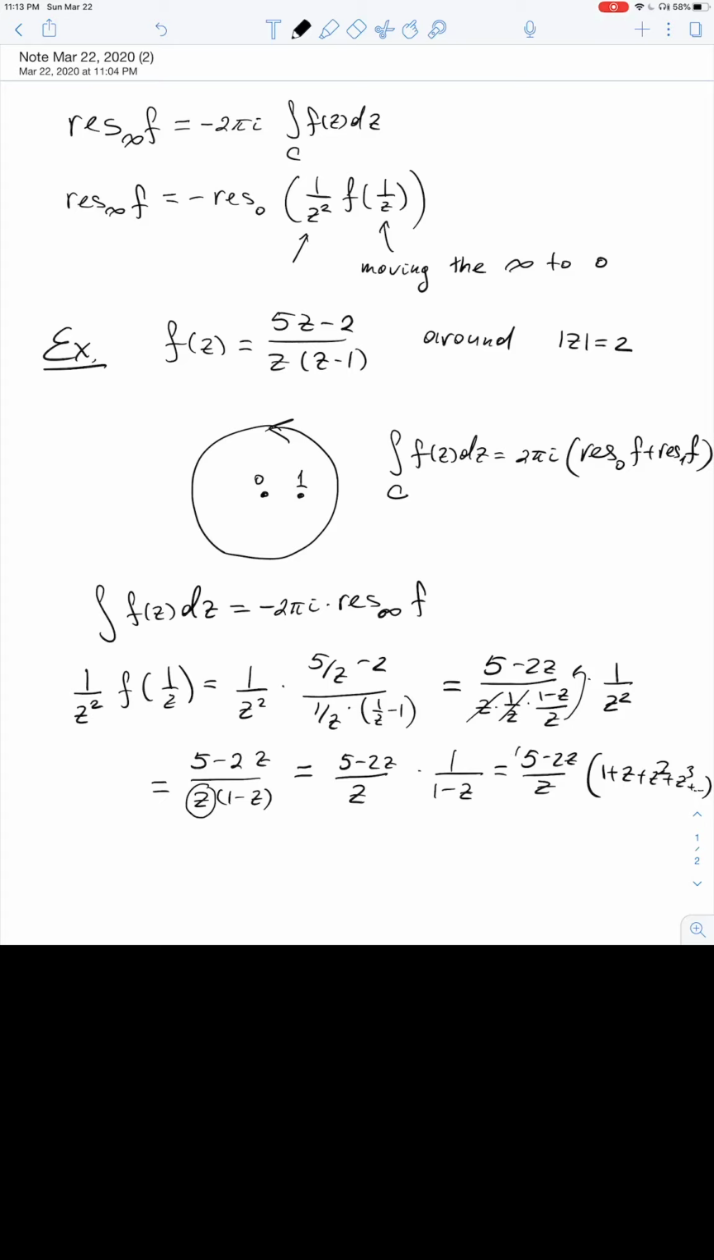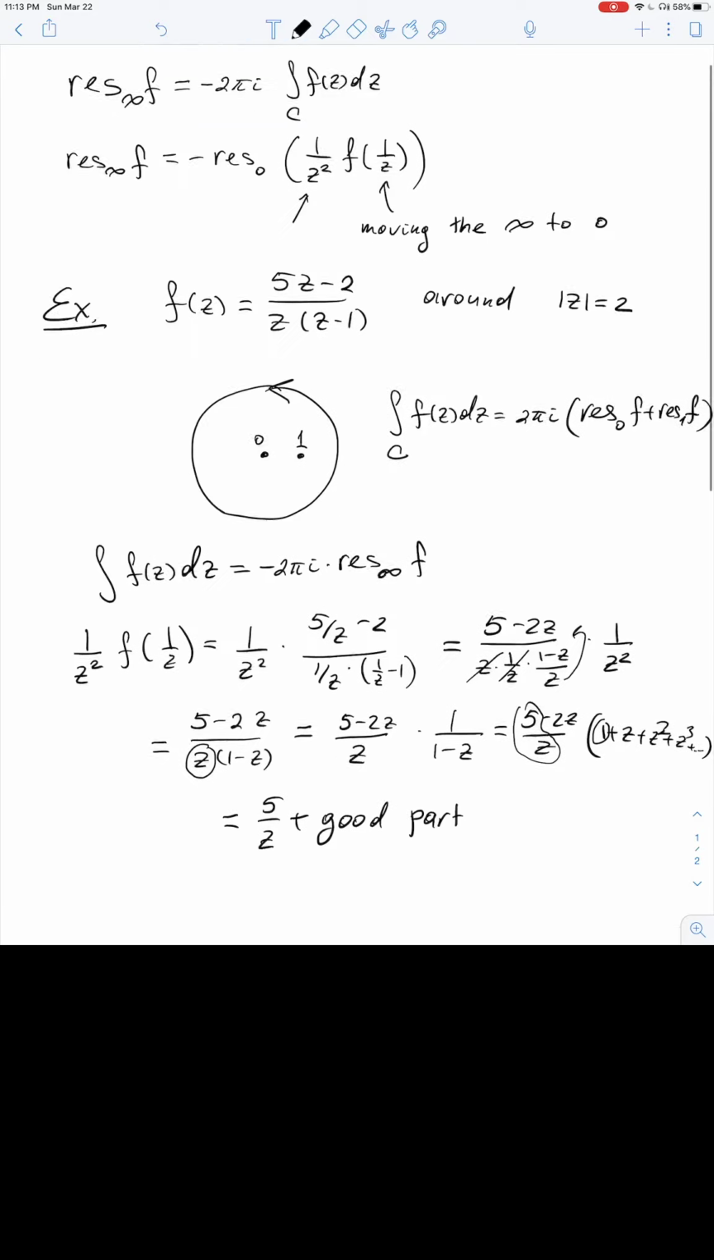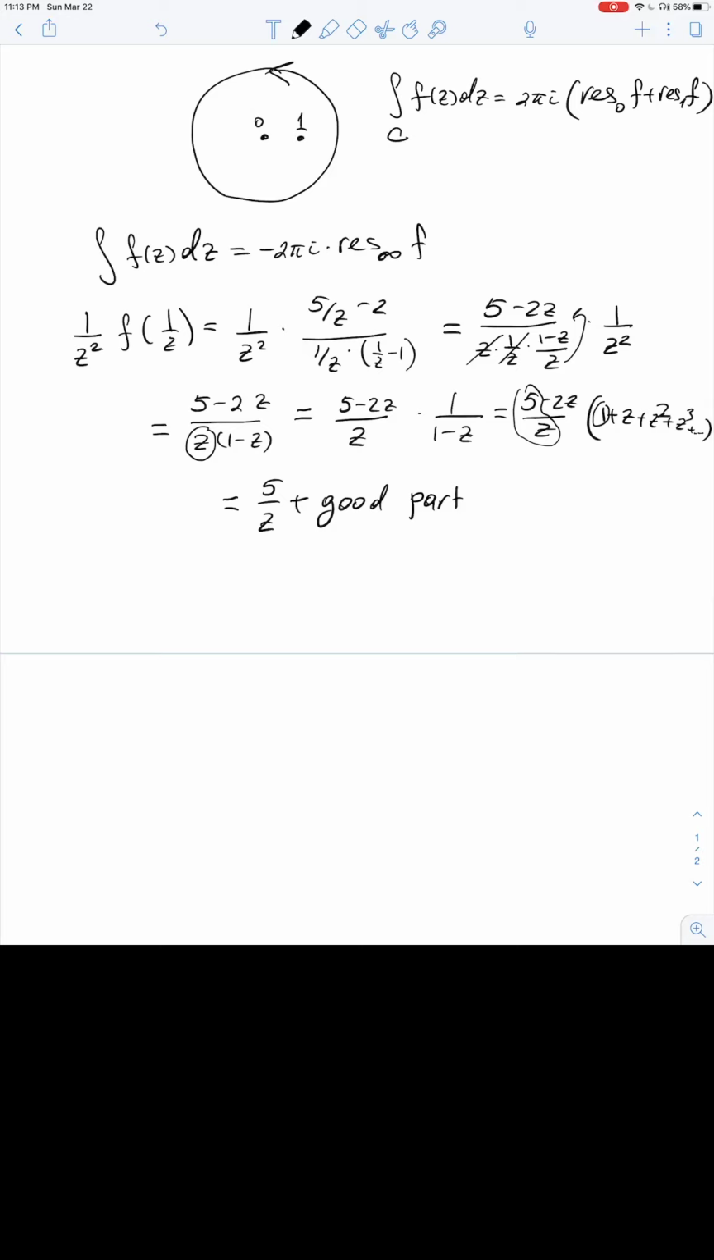The series is 1 divided by 1 minus z, so let's times 1. We have 5 minus 2z, so it will be 5 over z times 1 divided by 1 minus z. And so the residue of this function at 0 is 5. So the residue of the original function at infinity is 5.